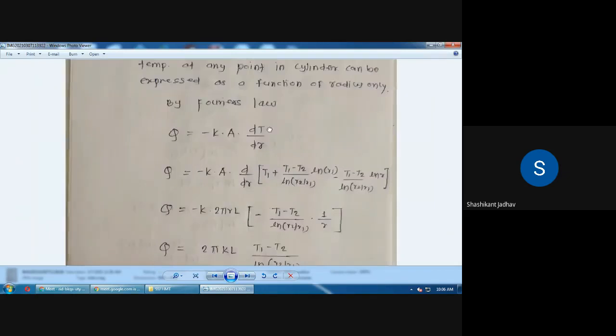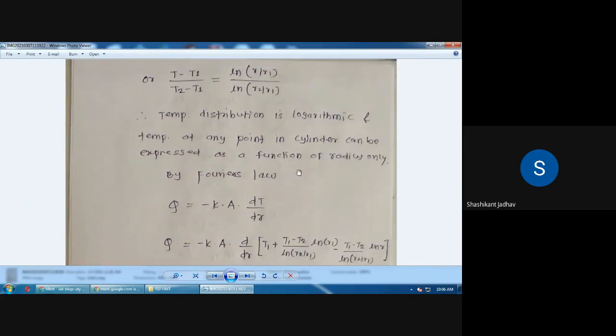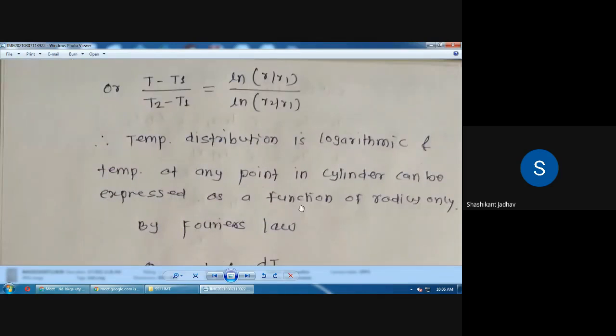इथं आपण काय केलेलं आहे बघा, t minus t1 divided by t1 minus t2 केलेलं आहे, आणि इथं आपण इंटरचेंज केलेलं आहे. So by interchanging the sign we get the equation as (t minus t1) divided by (t2 minus t1) is equal to ln of r by r1 divided by ln of r2 by r1.